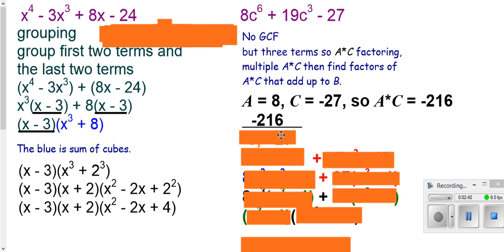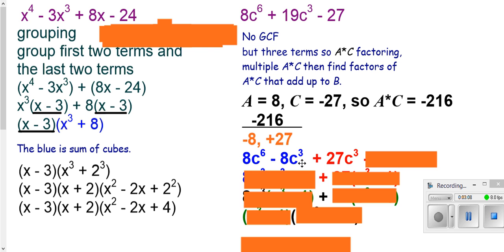Well, there's lots of them, but I'm going to just go ahead and put down what it is. You'd have to actually list them out until you found this. So negative 8 and positive 27 gives us our positive 19. So I'm going to put down my first term, and then I'm going to put down my plus and negative 8c cubed, because that's what we had right here, and then my negative 27c cubed. By the way, the negative 8c cubed and the positive 27c cubed add together to give me my negative 19c cubed. Still have to have my negative 27 hanging out at the end.